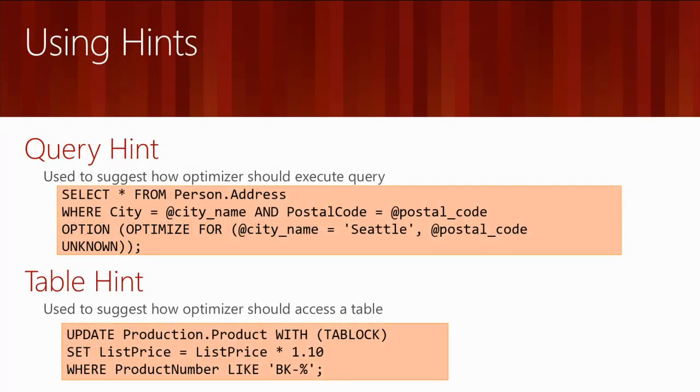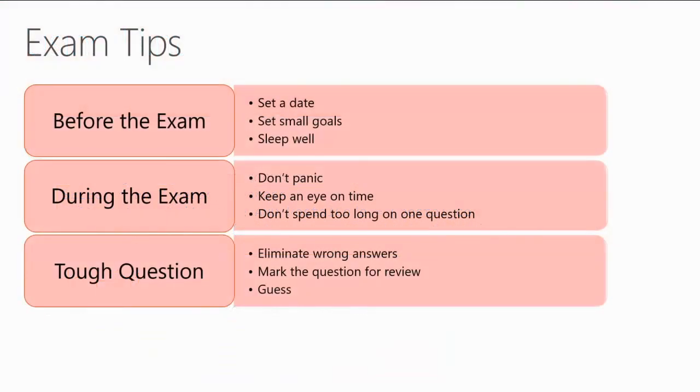Okay. The last little thing to mention is on using hints, and I've got the syntax up here. Don't panic about getting in and learning every last little query hint. Because you are going to notice if you go look at the objective domain, it's going to explicitly tell you that. You don't have to look at every last one. So you're going to notice on my query hint that I've got the ability to tell it how to optimize it. And you're also going to notice that I can tell it if I wanted to lock an entire table.